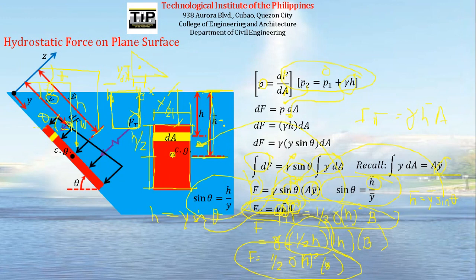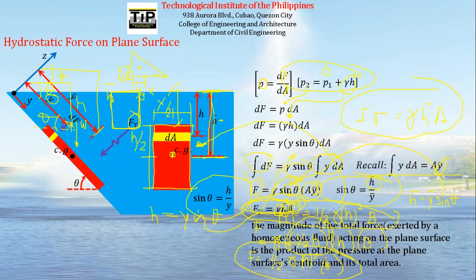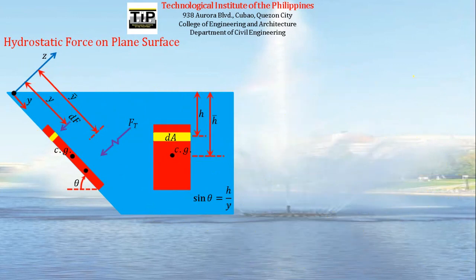Now, the goal of this discussion nga, no, this hydrostatic force is to determine the magnitude of the force, which can be solved by this formula nga. Okay, gamma h bar A. The other parameter that we also need to solve is yung tinatawag na Y sub CP. Y sub CP. Paano natin malalaman yung Y sub CP?